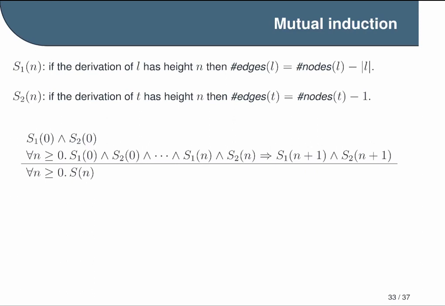If you think about that though, remember we can always write a statement with a logical AND in the middle as just a single statement, right? We could write this as just an S of 0, and it could contain in it the conjunction of these two substatements. So in other words, we could have this single statement, which is the whole thing here, starting with: if the derivation of L has height n, then the number of edges in L is equal to the number of nodes in L minus the length of L, and if the derivation of t has height n, then the number of edges in t is equal to the number of nodes in t minus 1. That whole thing could be our S. And so in a sense, we have just split it entirely for our convenience, right?